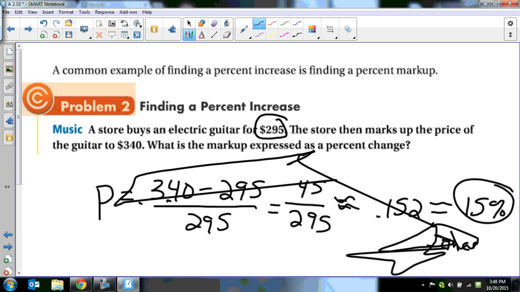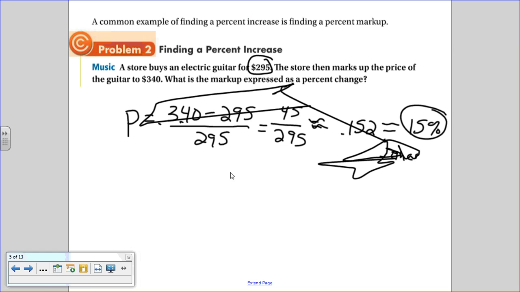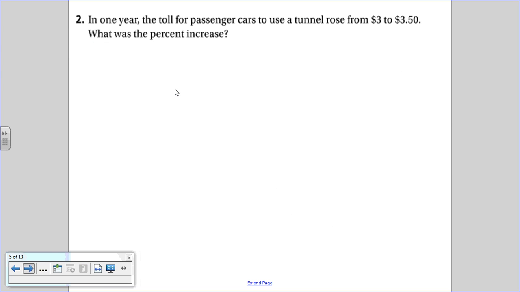Let's see if I can get out of this. There's the mouse. Okay, so we're going to hop on to the next one. Hopefully this works better.